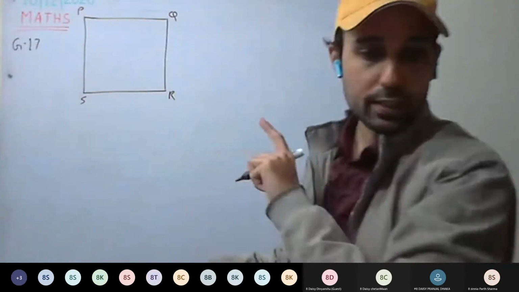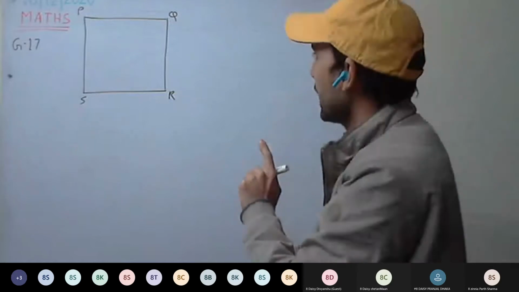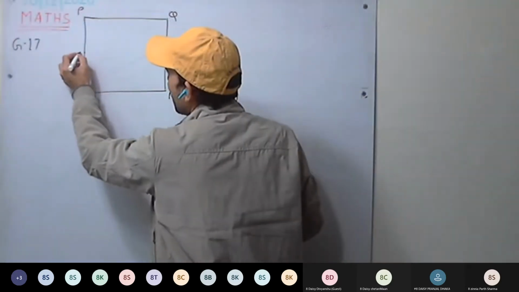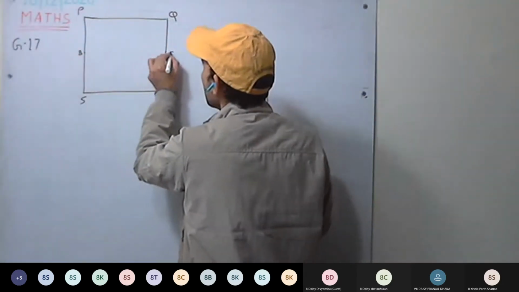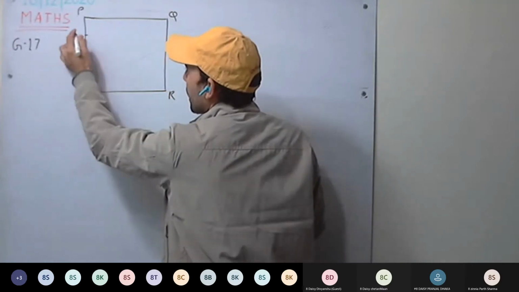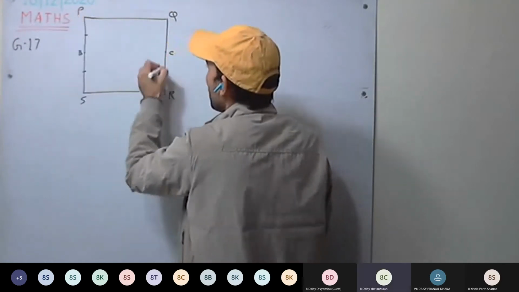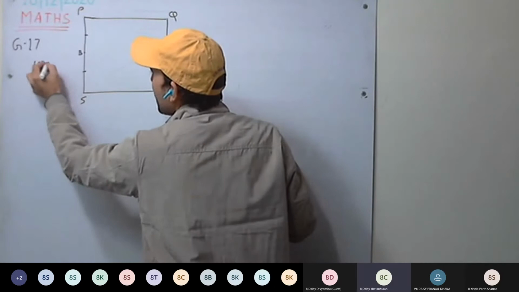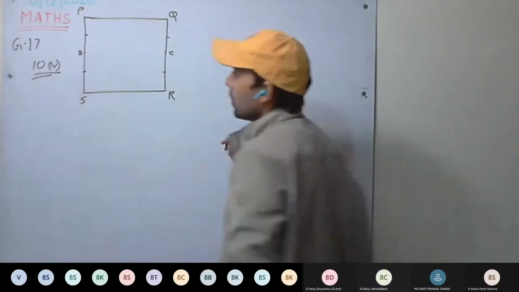PQRS is a square, which is provided to us. Then two points are marked, B and C. See how they are marked. Sir, which question is that? 10th, 4th. Okay.